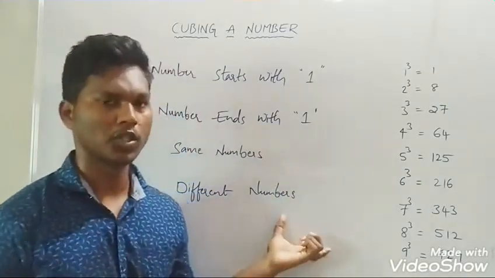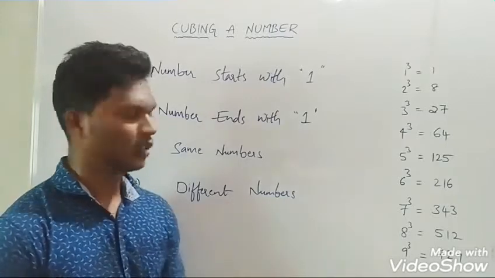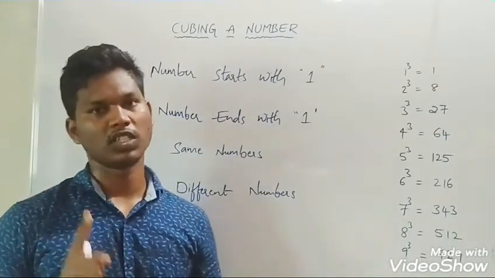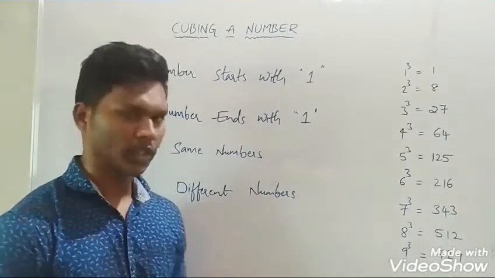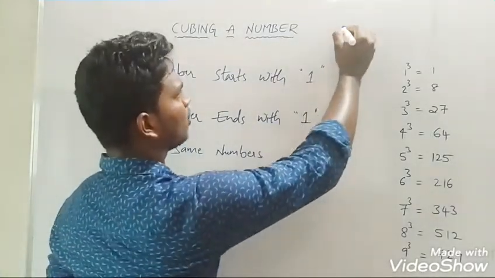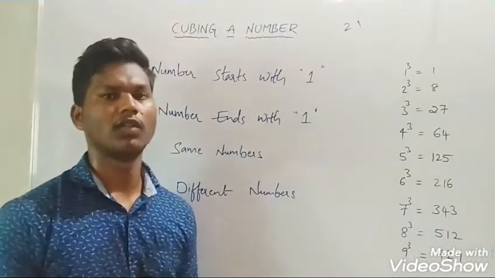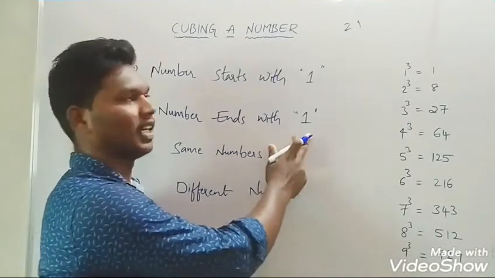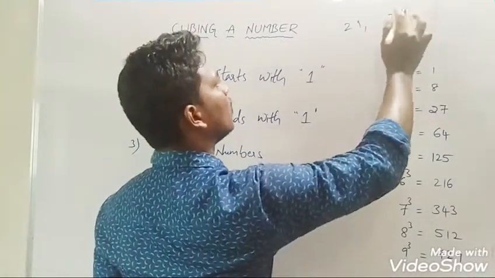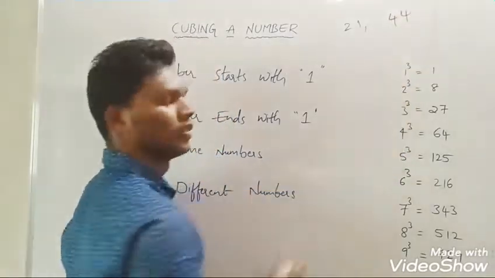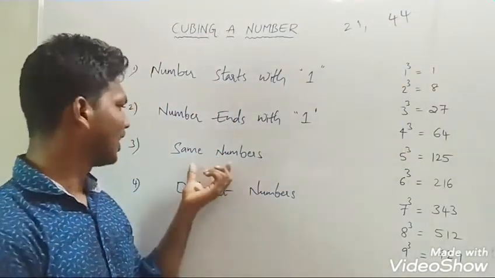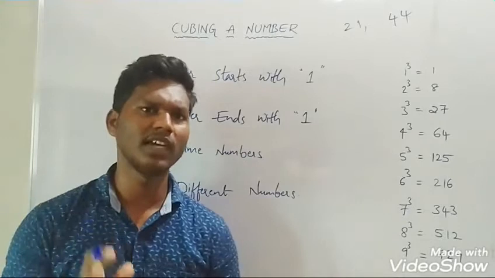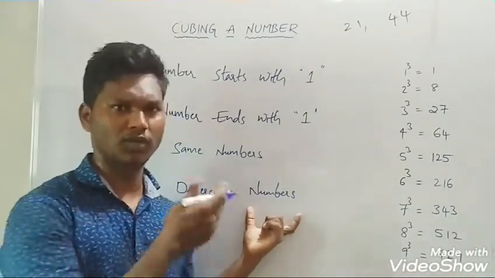Okay friends, understood? I hope you understood all these 4 tricks. The first trick is number starts with 1, the second trick is number ends with 1, the third is same numbers, and the fourth is different numbers. Previously I told you that you take any number. Suppose you take 21, the number ends with 1, so it comes under the second case. Let us take 44. 44 comes under same numbers, 4 and 4 are same. Likewise you take any number, friends, that number will definitely satisfy any one of these 4.